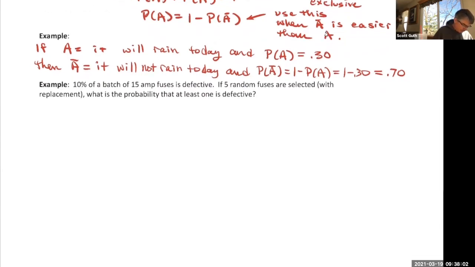It says you've got a batch of fuses, 15 amp fuses. 10% of the batch is defective, which is a bummer. If 5 random fuses are selected with replacement, which means the probabilities won't change, you're going to keep putting them back, what's the probability that at least one is defective? Let's break this down a little bit. Let's say D stands for defective. So what's the probability of D?